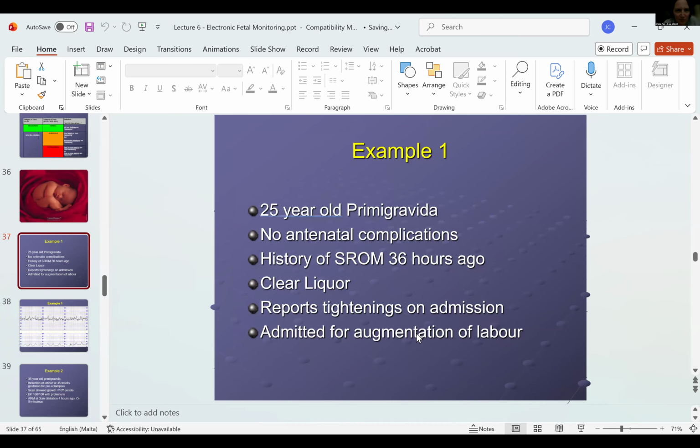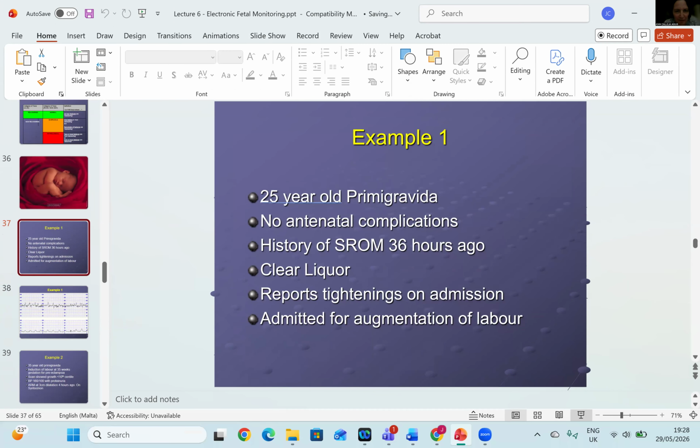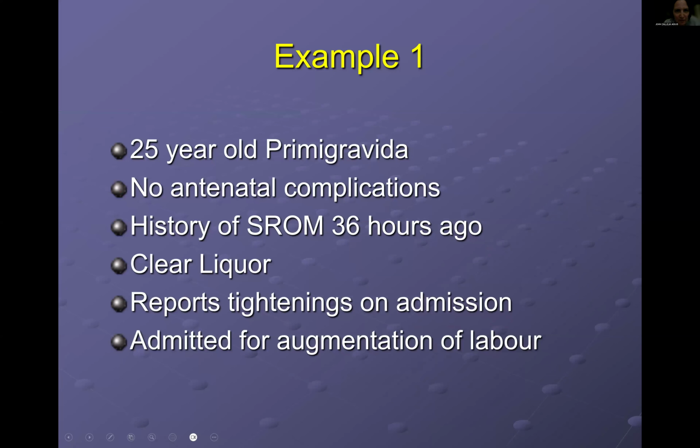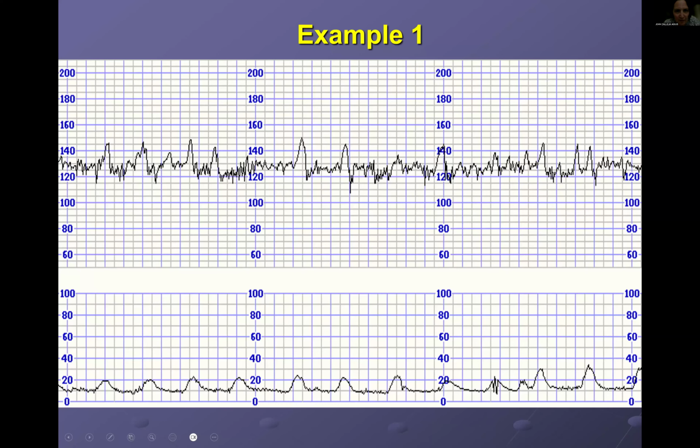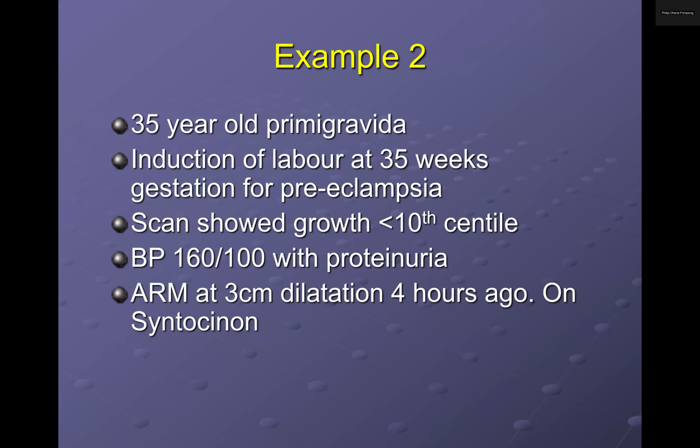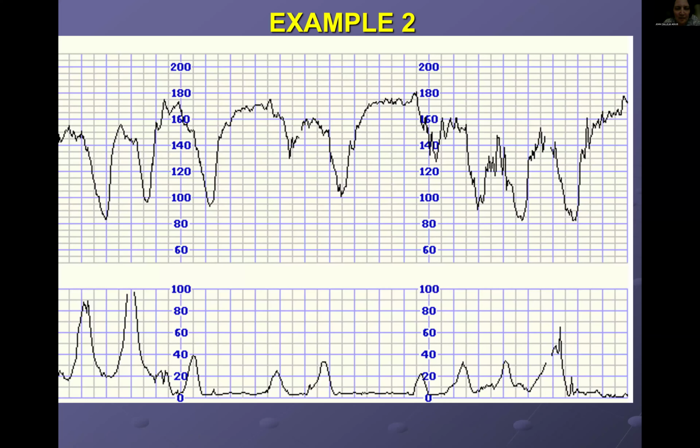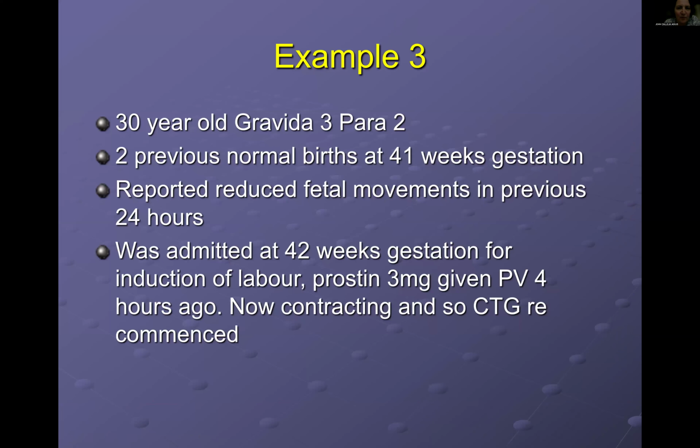So this one was the 25-year-old primate. This was the 35-weeker. Yes, this was the one. Yes, 42 weeks. Yes, there she is. Okay. So there's the trace, with this one, with the baseline. I remember you saying it's normal at 100.